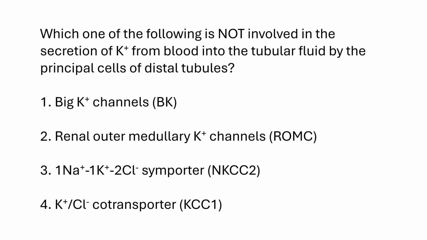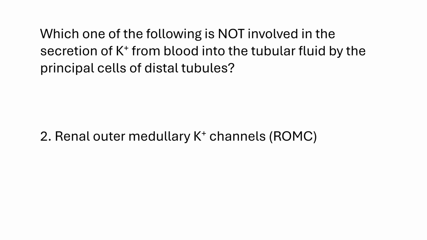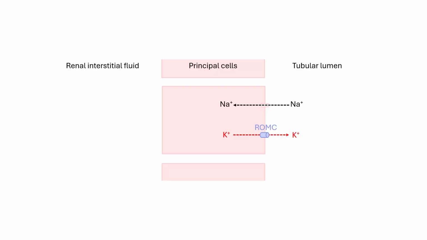The second option is renal outer medullary potassium channels, which are abbreviated as ROMK. Again, this is an incorrect choice because these channels are also involved in this process. ROMK acts as the main pathway for constitutive baseline passive leakage of potassium out of the principal cell and into the tubular lumen along its electrochemical gradient.